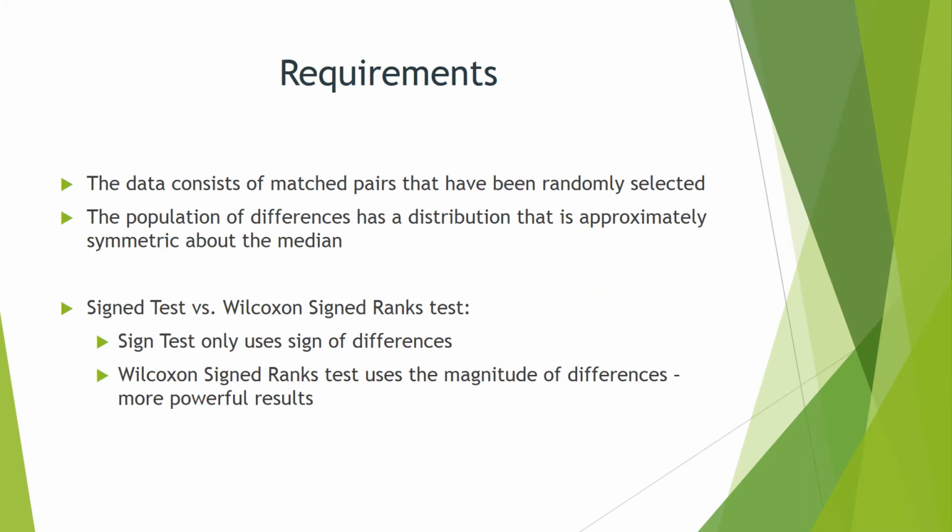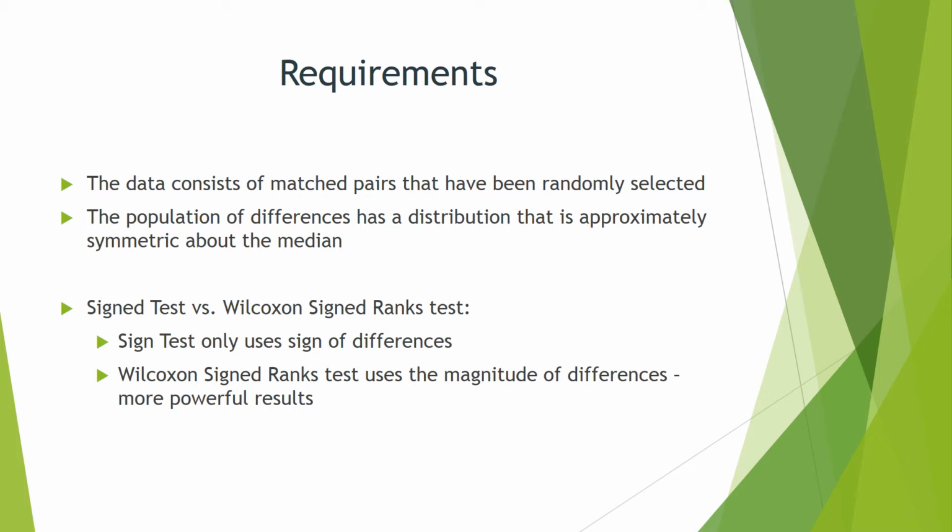Now with the data, we remember that the requirement is that it has to be matched pairs, and other than that, all we need to know is that the distribution is approximately symmetric about the median, but it doesn't have to be normally distributed. Let's consider the sign test, which we looked at in 13.2, and now the Wilcoxon signed rank test that we're looking at in 13.3.